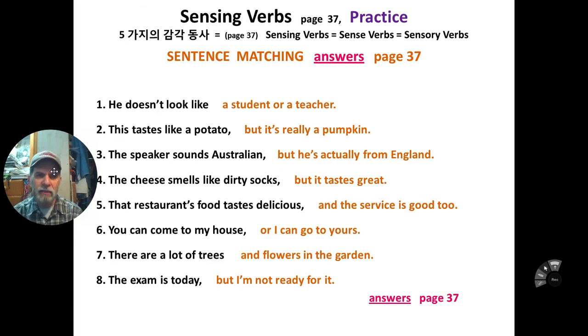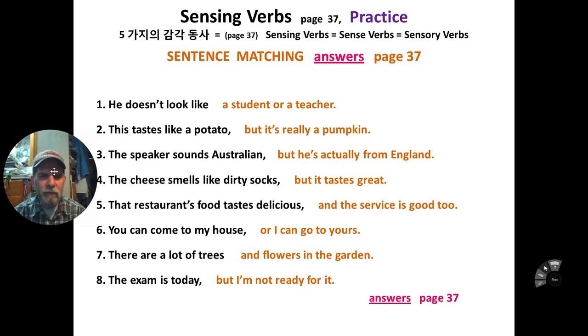He doesn't look like a student or a teacher. This tastes like a potato, but it's really a pumpkin. It's really a pumpkin. This is a sentence. This tastes like a potato. It's a sentence, but make one sentence. Question number 5. That restaurant's food tastes delicious. And the service is good too. Oops, there's a comma there. Is that right? Number 5, is that right?